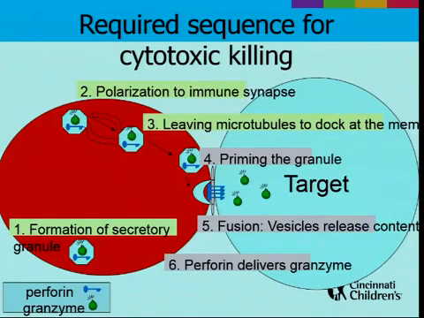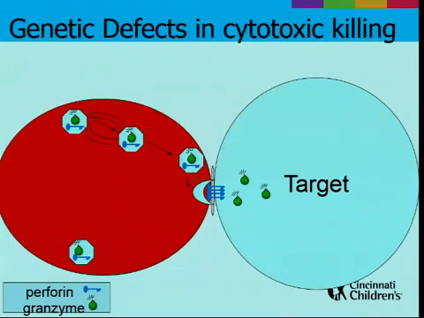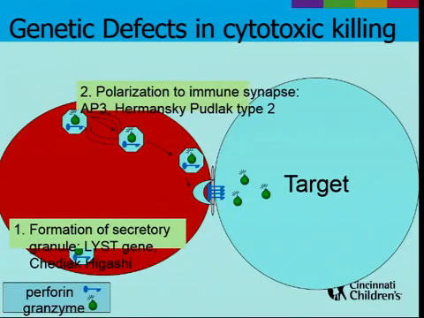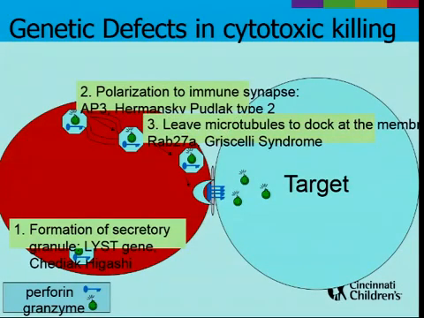target cell. And so in this simplistic 6-step process, you can imagine that if there is a defect in one of these steps, then there's going to be a problem with cytotoxic killing. And so here are our genetic defects. If you can't form the secretory granule, such as in a patient with Chediak-Higashi who has a defect in LYST, they are not going to be able to make this granule. If you can't polarize, with a defect in AP3, which is Hermansky-Pudlak type 2, or if you're unable to get onto or leave your microtubules, such as Griscelli syndrome, a defect in RAB27.